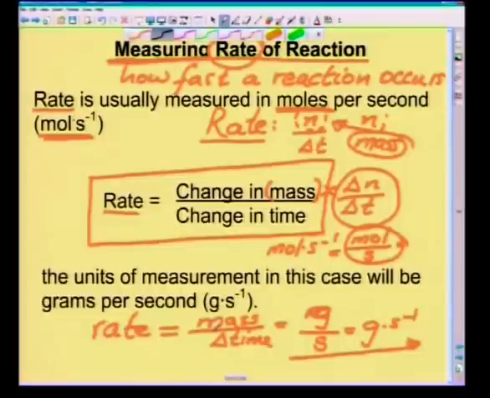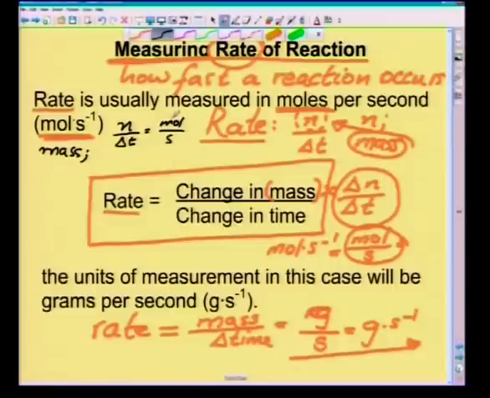Now, before we move on, let's look at this issue of rate measured in mass and rate measured in moles per second. For me to use moles per second, I must find out how many moles are in a given mass. So if I'm given the mass of an object and I want to find the rate in moles per second, so it's moles divided by time, I must convert this mass into number of moles, n.